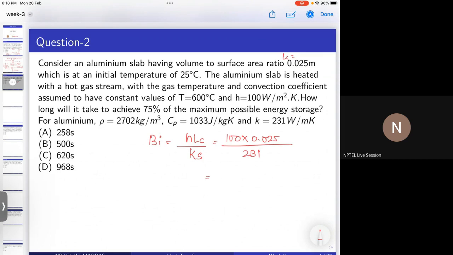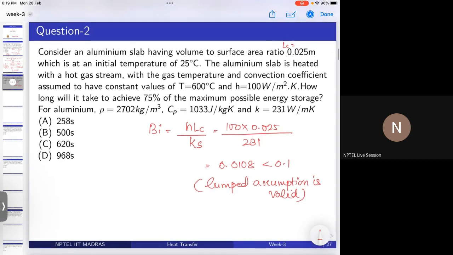So if you do this, you will get 0.0108, which is less than 0.1. So the lumped assumption is valid here. Okay, so now we can confidently use the lumped assumption in this question.